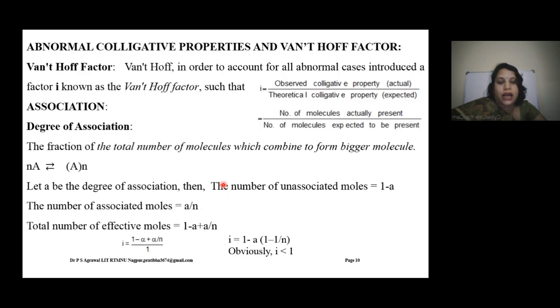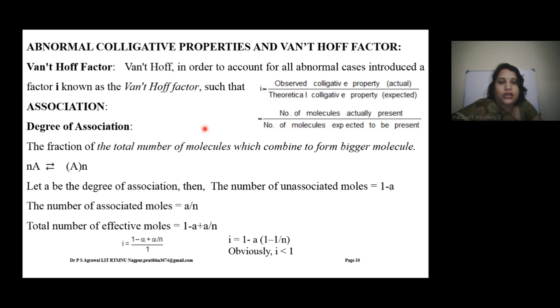Now the last part is abnormal colligative properties and the Van 't Hoff factor. Since colligative properties depend on the number of particles of the solute, in some cases where the solute associates or dissociates, abnormal results are obtained. So the Van 't Hoff factor, in order to account for all abnormal cases, where i is the ratio of the observed colligative property, actual, and the theoretical. Means the number of molecules actually present and the number of molecules expected. So this ratio is the Van 't Hoff factor.